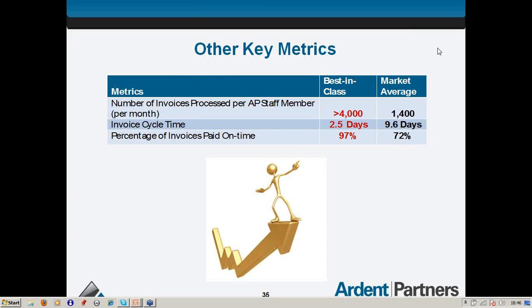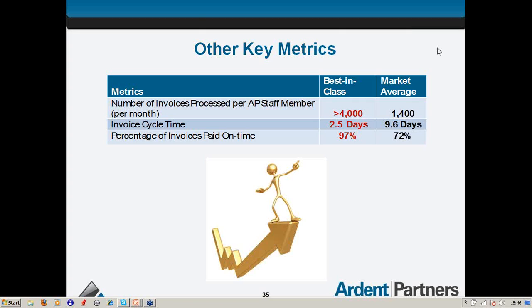Now, if we look at other metrics that we collected, these show some of the metrics that we were able to collect. You can see that best-in-class companies are able to process a much higher number of invoices per FTE or per staff member, which clearly has an impact on the cost per invoice. The market average that we found for this metric was around 1,400 invoices per FTE versus over 4,000 invoices for best-in-class companies. And this is on a monthly basis.